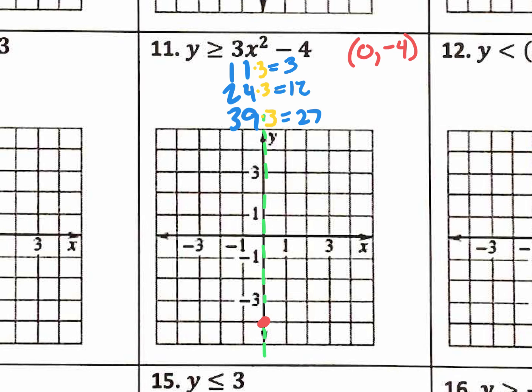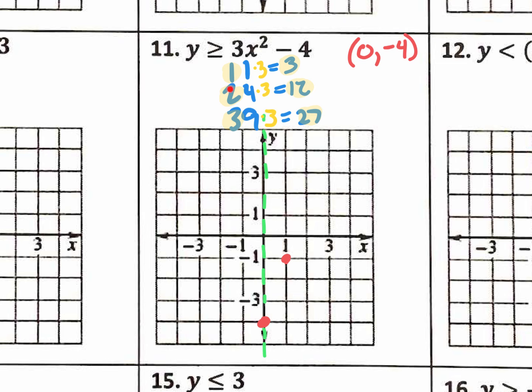So that means from your vertex, you're going to go 1 over and 3 up because the a value is positive. Then go back to the vertex, 2 over and 12 up. You're going to be off the graph already. So going 3 over and 27 up, there's no way that'll fit on this tiny graph. But let's go to the vertex, 1 over, 1, 2, 3 up. Put a dot right there.